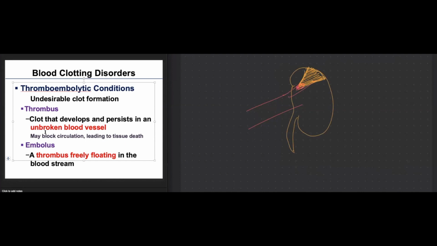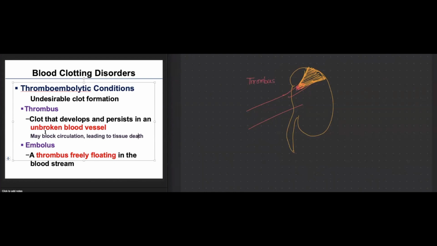Same concept if you're dealing with the brain. So anterior cerebral artery, if it got blocked, I will develop a stroke. Part of the brain is going to be dead. And it's different from an embolus. Thrombus is different from an embolus.